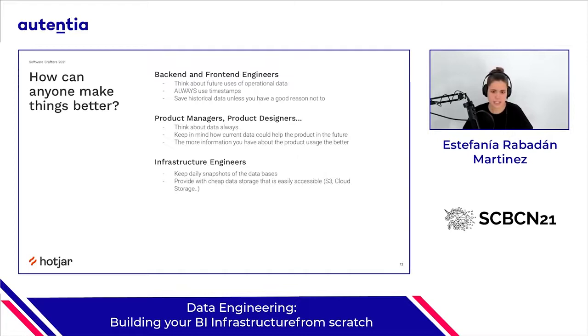And the second one will be to try to provide cheap data storage that is easily accessible to the software engineers in your company. Like you have AWS S3 that is very cheap, or Cloud Storage in Google. You have a lot of different solutions that will make your life very, very easy to set up, and it will help your software engineers to be more mindful about data and to use it more.